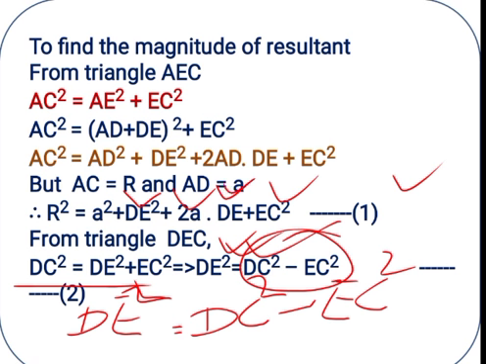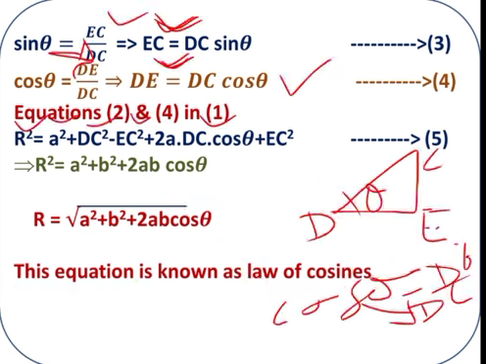Again, instead of DE, what we have to write? DC cos theta, because we know what DE is. This is DE. EC square as it is. Now, substitute the values of each side.